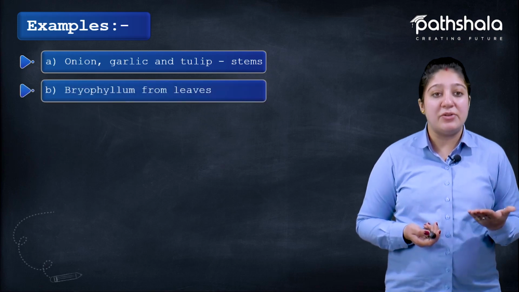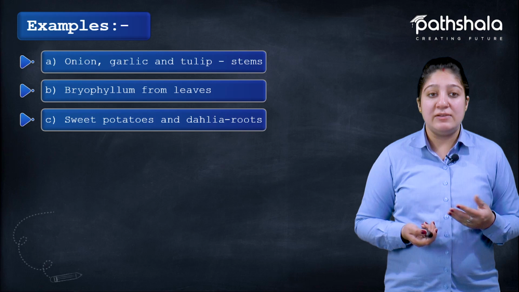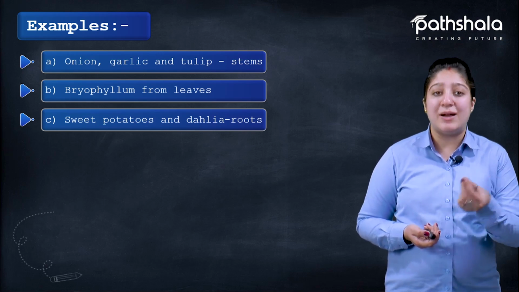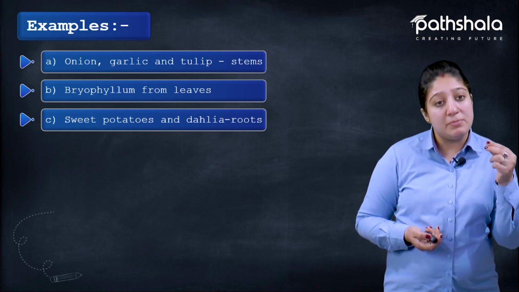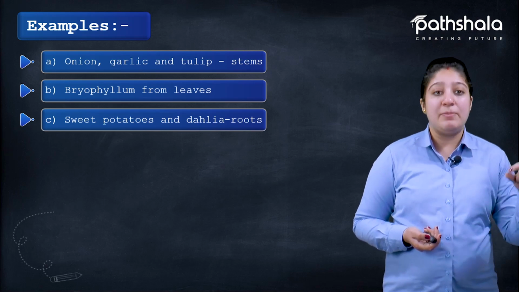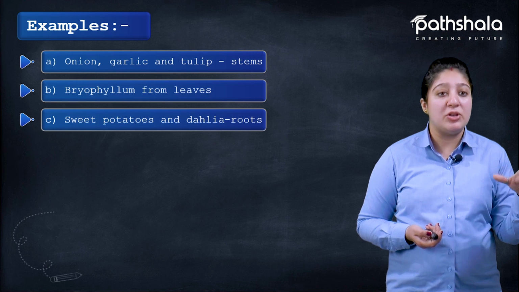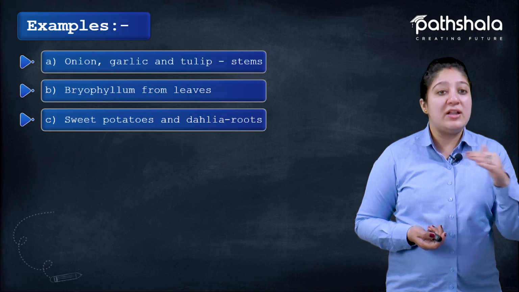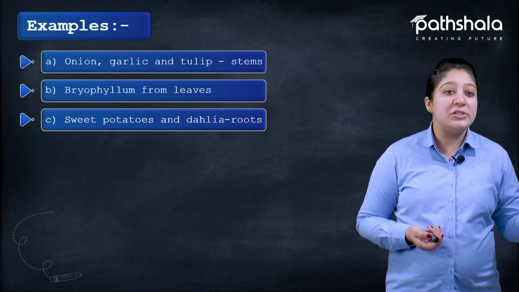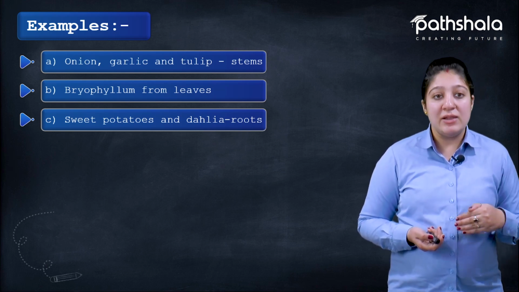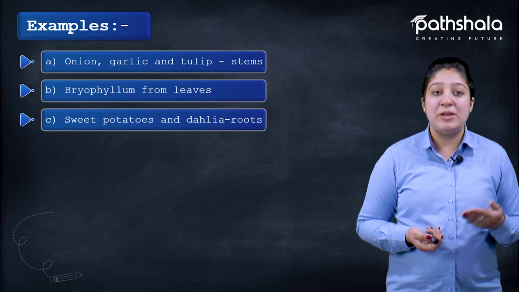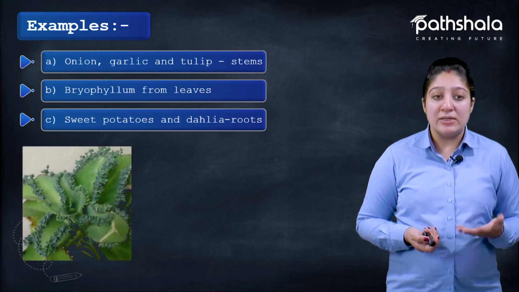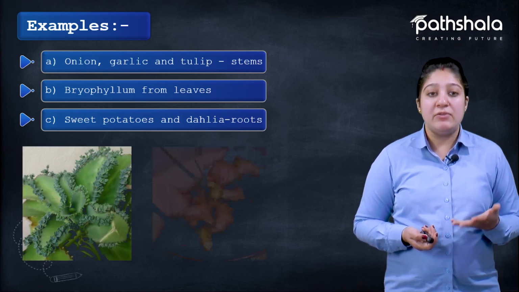Now second is bryophyllum, that is from the leaves. Bryophyllums have small buds present on the leaves. That bud develops into a new organism, a new bryophyllum, and once it gets proper growth, it detaches from that leaf and forms a new bryophyllum. Similarly, from roots, sweet potatoes and dahlia are grown. So that is how plants reproduce through vegetative propagation.